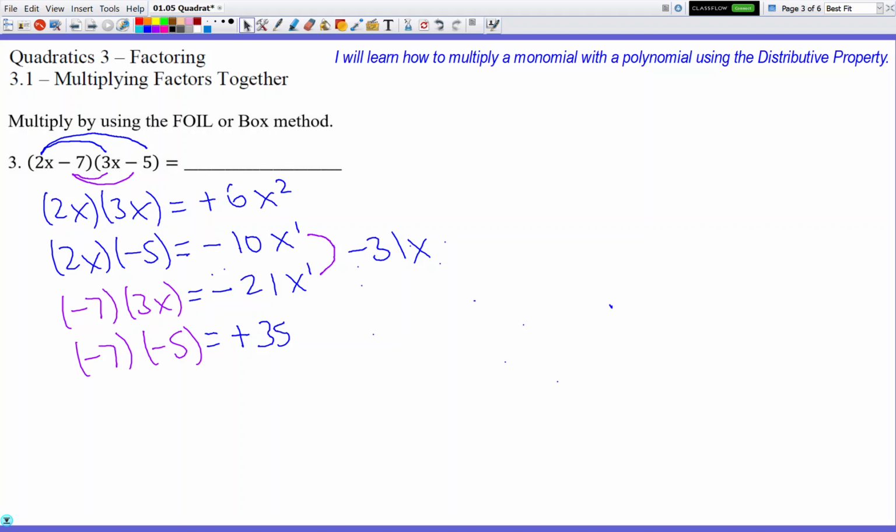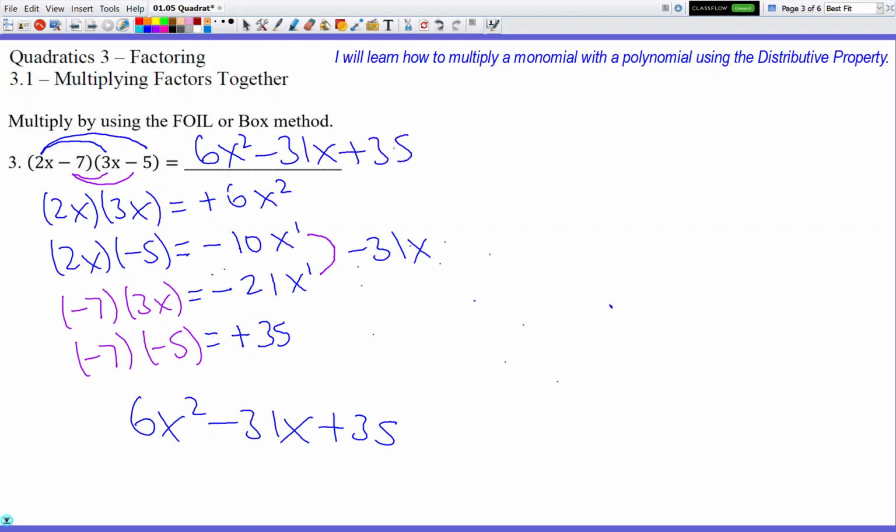Okay, so our final answer for the top problem, you get 6x squared. Oops, how come that's not writing? Did I not go back to pencil? 6x squared, okay, minus 31x plus 35. Okay, so I'll write that in the answer right up top here. 6x squared minus 31x plus 35. And there we go, all done.